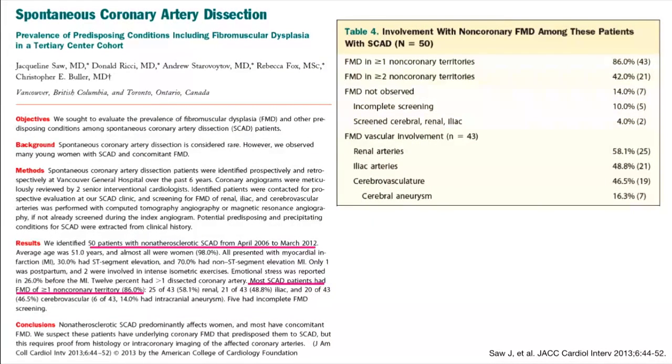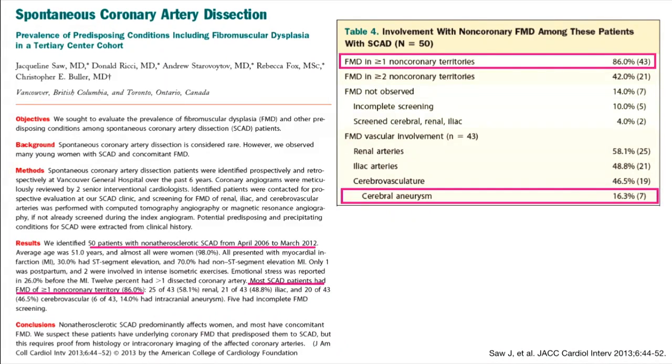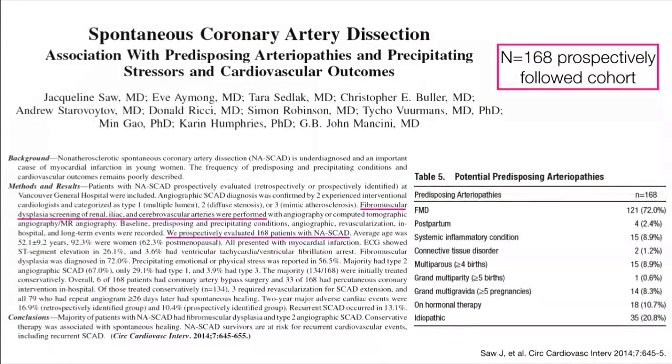In our first publication of a 50-patient series with non-atherosclerotic SCAD, we routinely screened these patients for the presence of FMD in multiple different territories: the cerebral vasculature, the abdomen, and the renals and iliacs. And we found that 86% of patients have FMD in at least one non-coronary territory. And interestingly, 16% of patients have cerebral aneurysm, and these are not pseudoaneurysms, these are purely intracranial aneurysms, 16%. In our subsequent publication, which included a 168-patient cohort that are prospectively followed in our SCAD clinic at Vancouver General Hospital, likewise, we showed that a high proportion of patients, 72%, have underlying fibromuscular dysplasia.